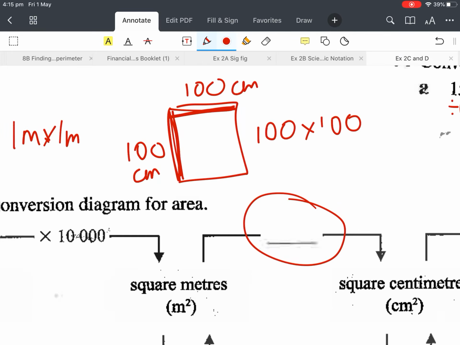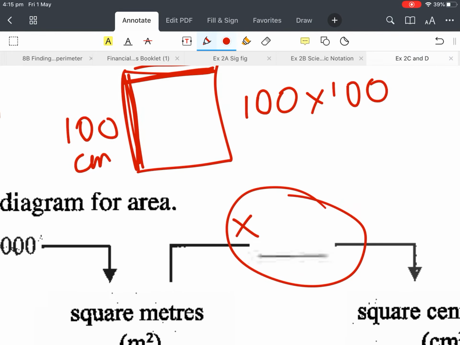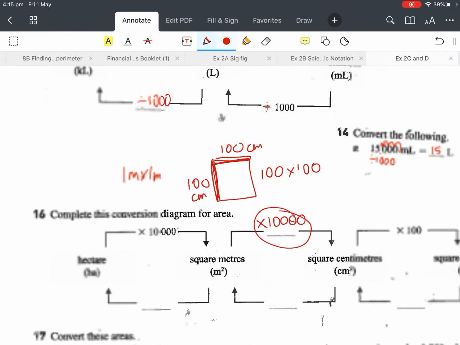And 100 times 100, hopefully you realise, is 4 zeros, which makes 10,000. So to convert square metres to square centimetres, we get 10,000. So we have to watch out for this.